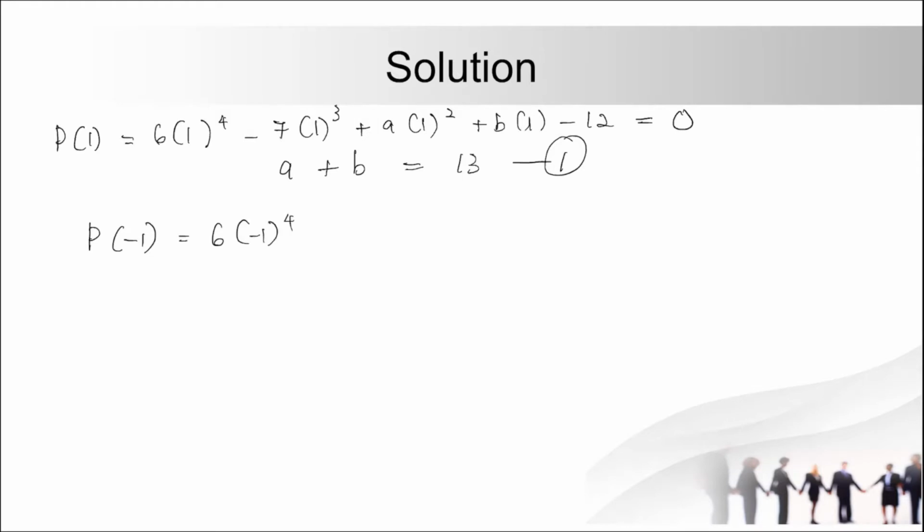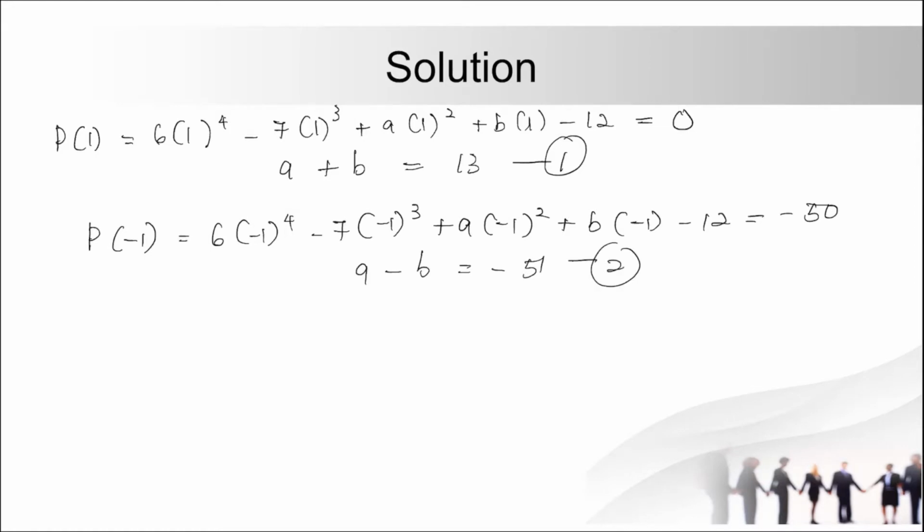Second equation, substitute negative 1 into p. And we know that this is equal to negative 50. So simplify this equation. You will have a minus b equals negative 51. Then you have your second equation. Solve simultaneously. So let's say 1 plus 2. That will give you 2a equals negative 38. And from here you have the value of a is negative 19.